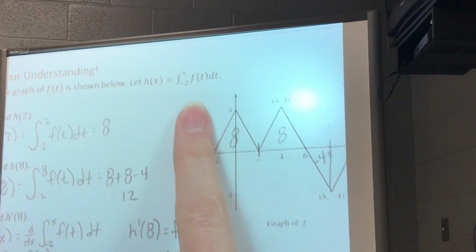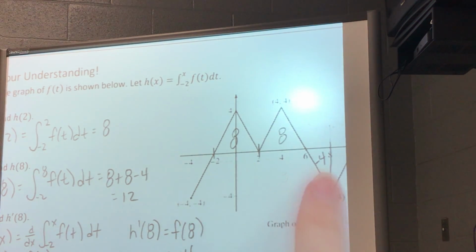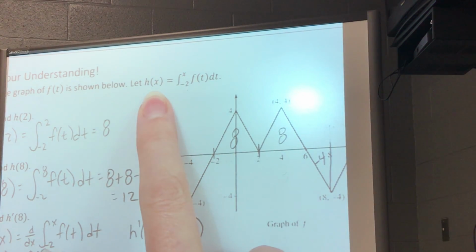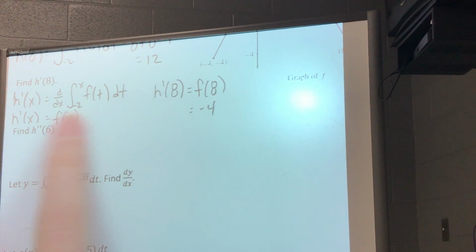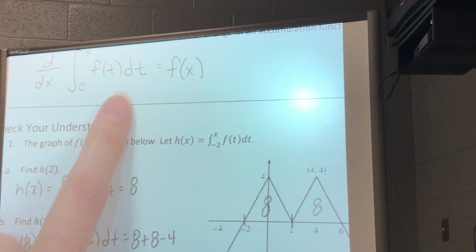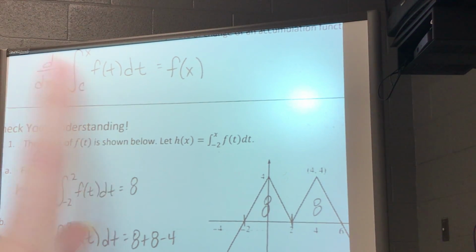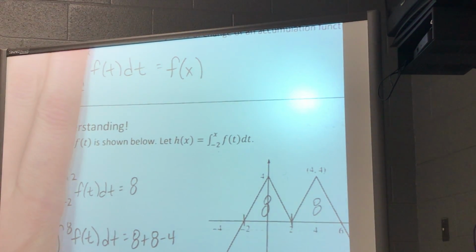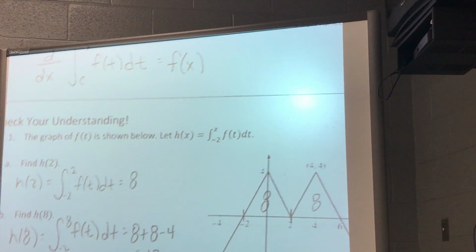Wait, how do you know that when you're looking for prime, you just go to f? Well, because we know that this is f, and this is h. So we want the derivative of h. It's this right here, which is that fundamental theorem of calculus, where that derivative kind of just knocks off the integral, and you're just left with f.